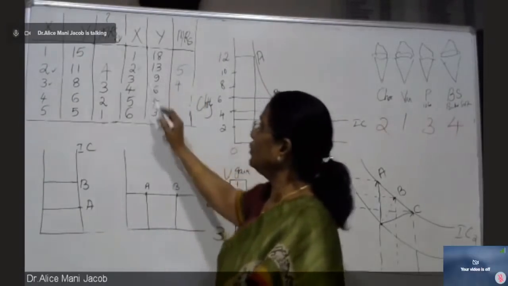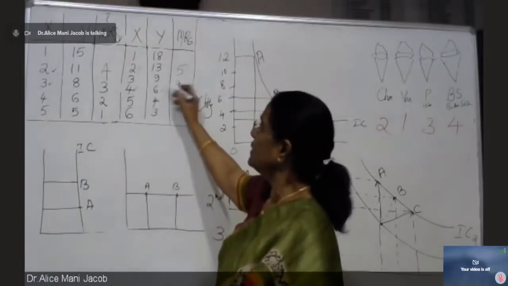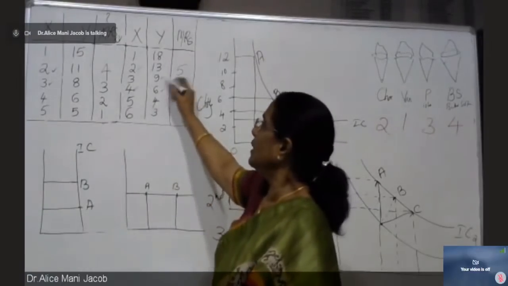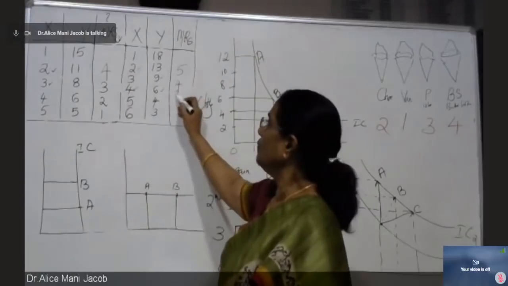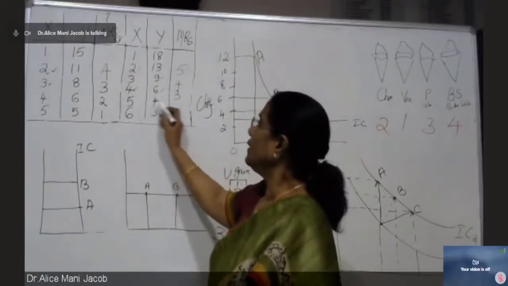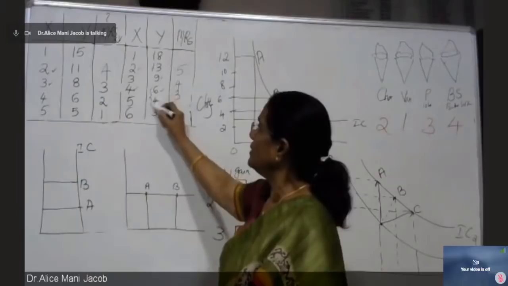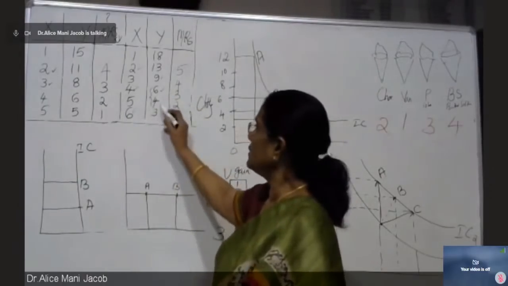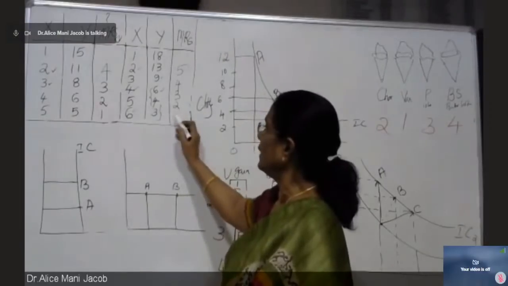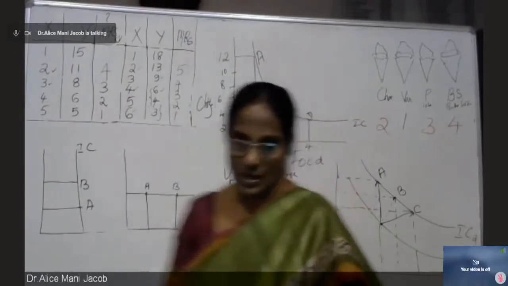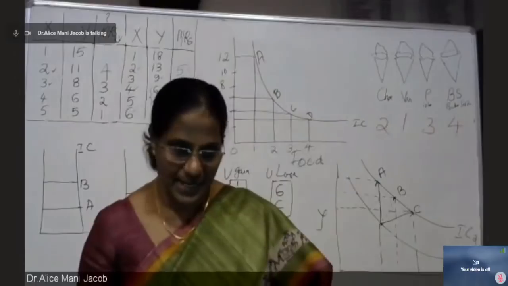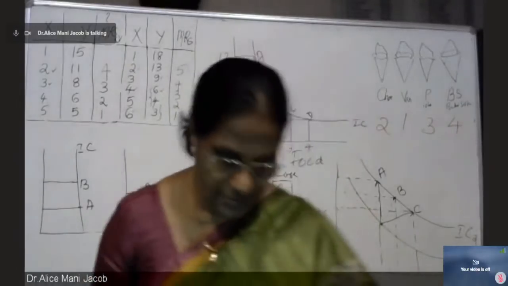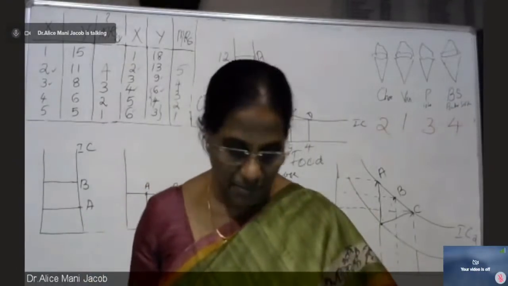Now for the fourth unit of X, you have 6 units. That means earlier you had 9 units. You have given up 3. Here you have given up the difference between 6 and 2. And here, for the 6th unit, the difference between 4 and 3, which is 1. So the conclusion is marginal rate of substitution is diminishing.